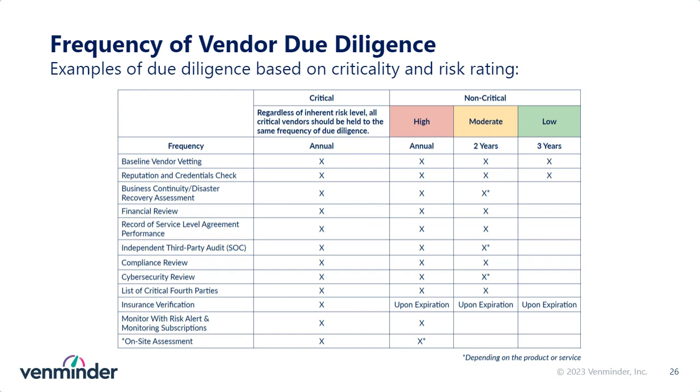Keep in mind that you may need to perform due diligence outside of these frequencies if there are vendor issues like declining performance or some type of business disrupting event. For example, maybe you just finished your annual due diligence of a critical vendor and their facility is shut down the following month because of a natural disaster. Even though you might have just reviewed their disaster recovery plan, you would still want to review it again shortly after an event just to make sure it's still effective.